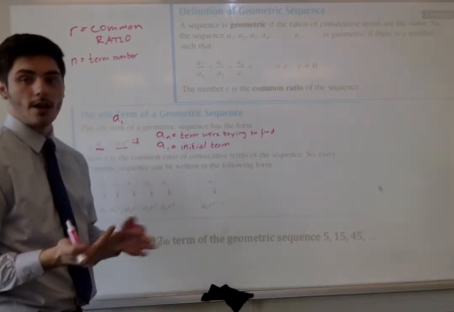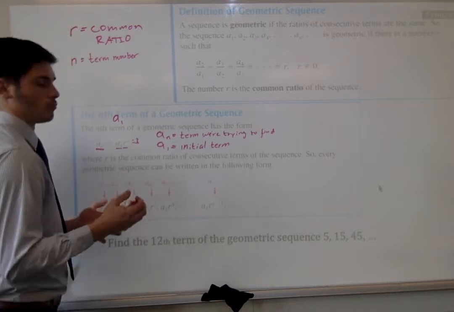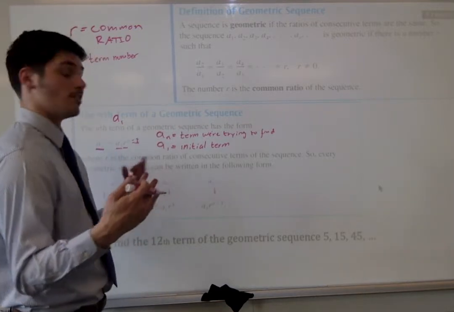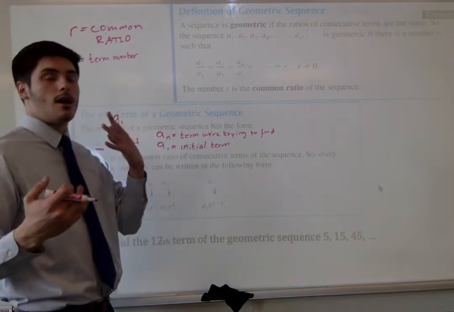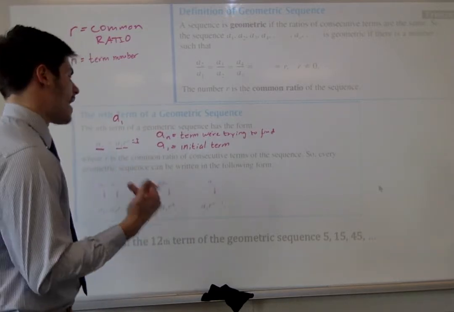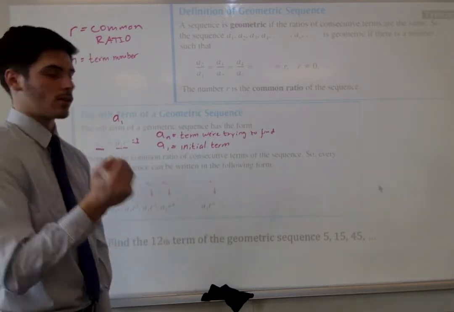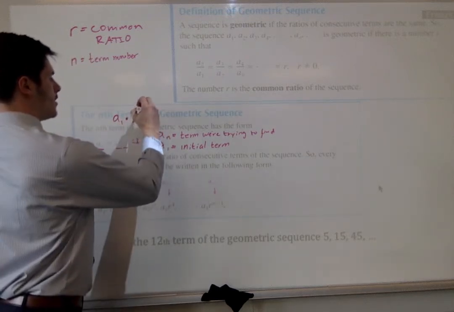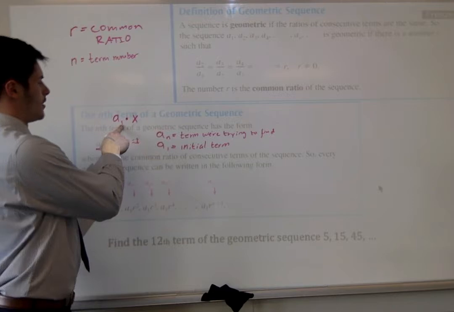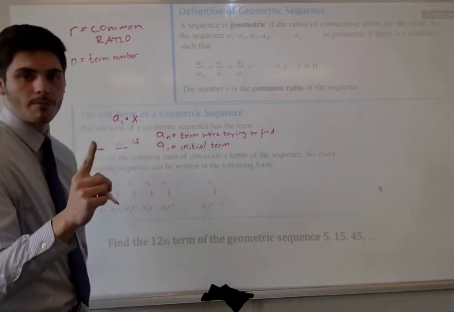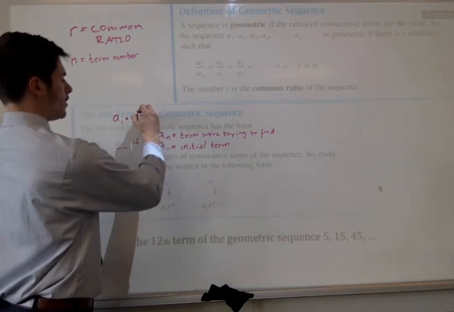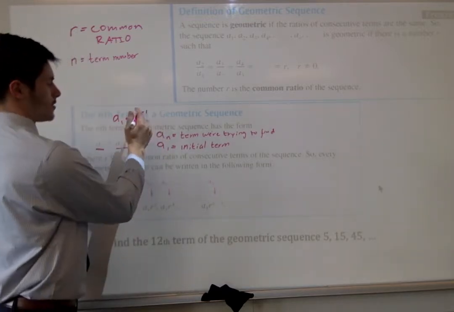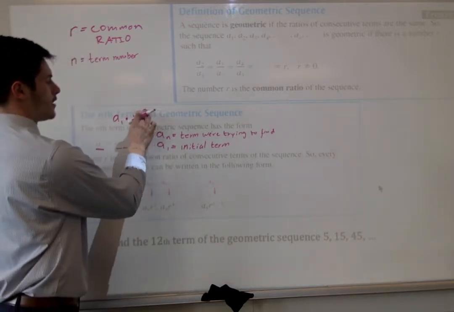If r is any number, I mean, we can name it 5 billion, we'll go with x for now, so the number x, okay? So a sub 1 times x, and then n, since we're just looking for the first term, n is going to be 1. 1 minus 1 is 0, right? So we have x to the 0 right here.